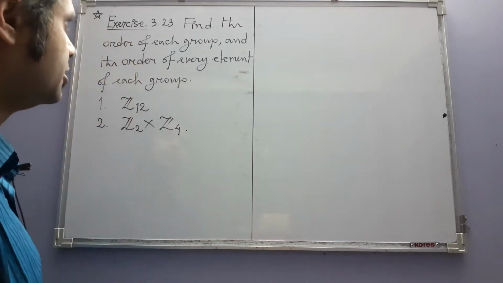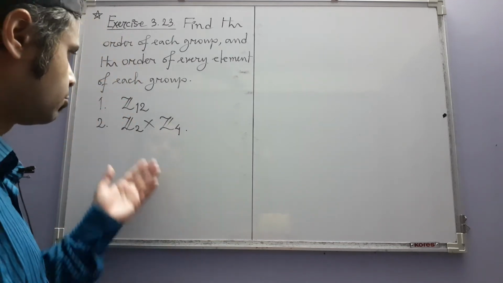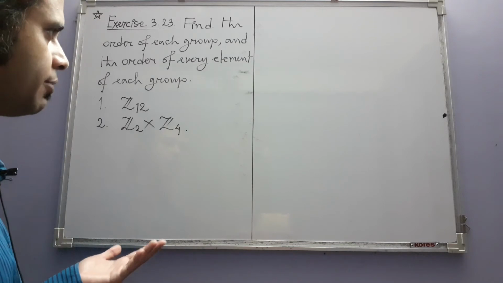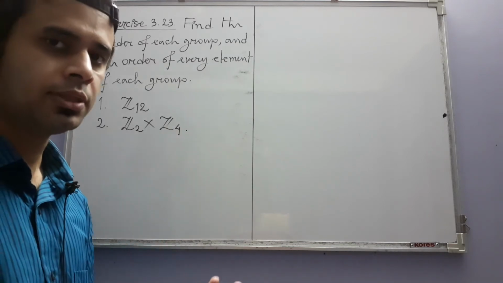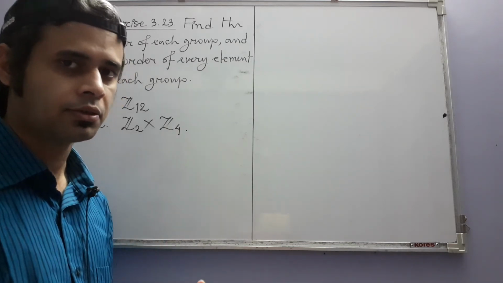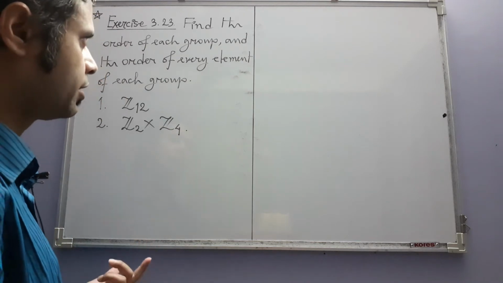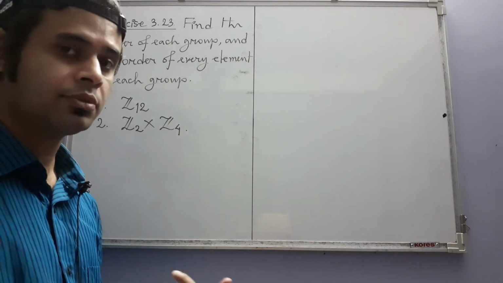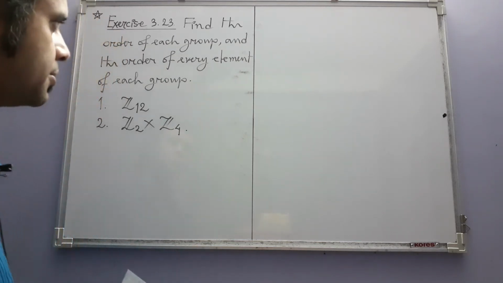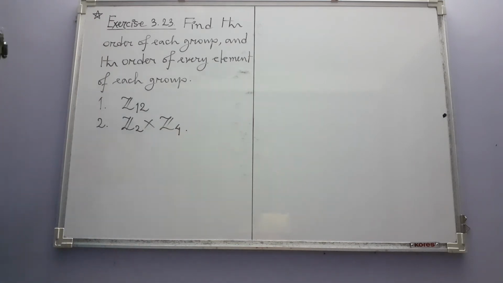Exercise 23. Here we have two groups given. We have to find the order of each group, that is the number of elements in each group, and we have to also find the order of every element in both the groups. So let's see the solution.